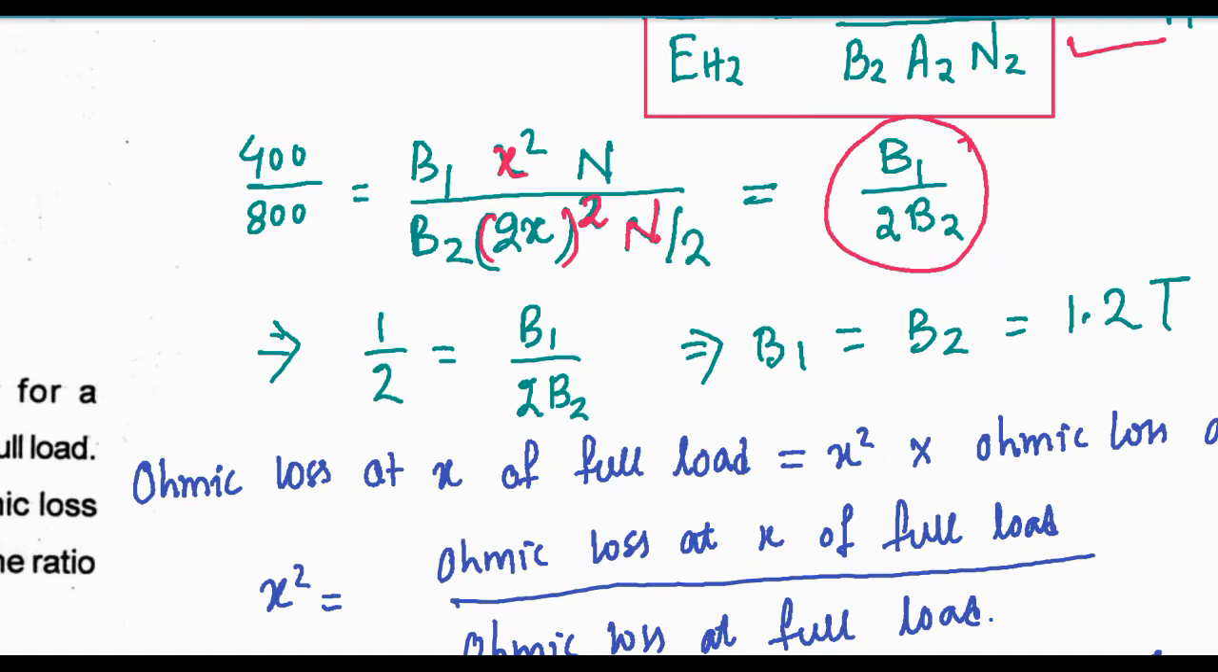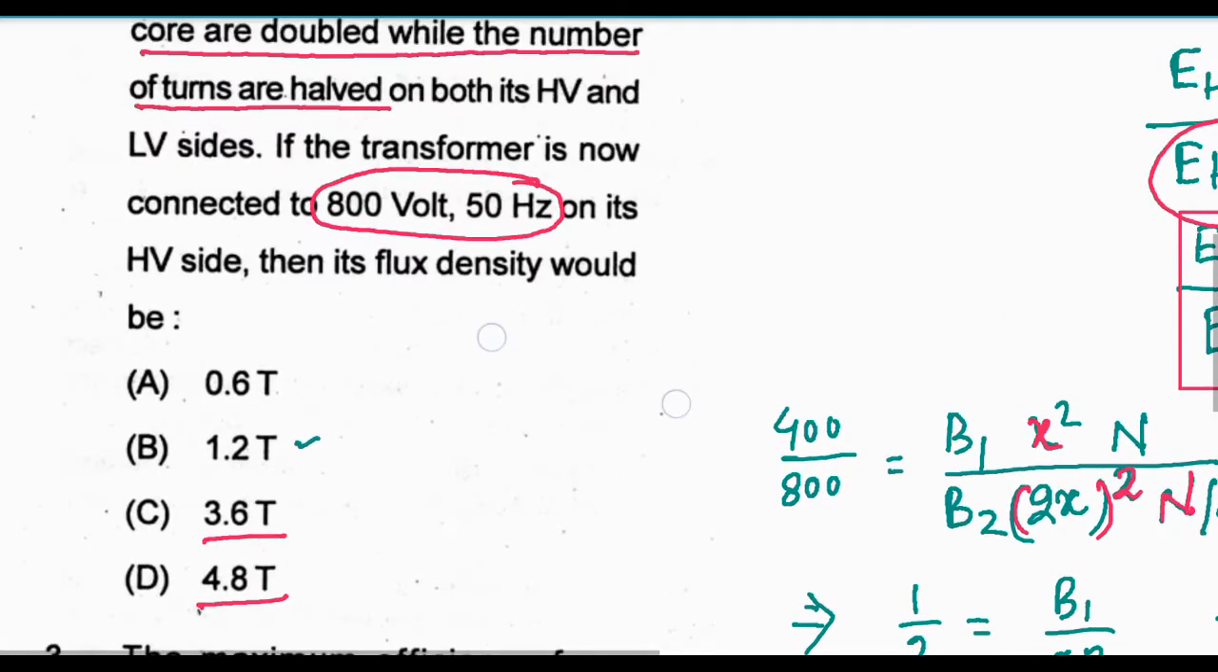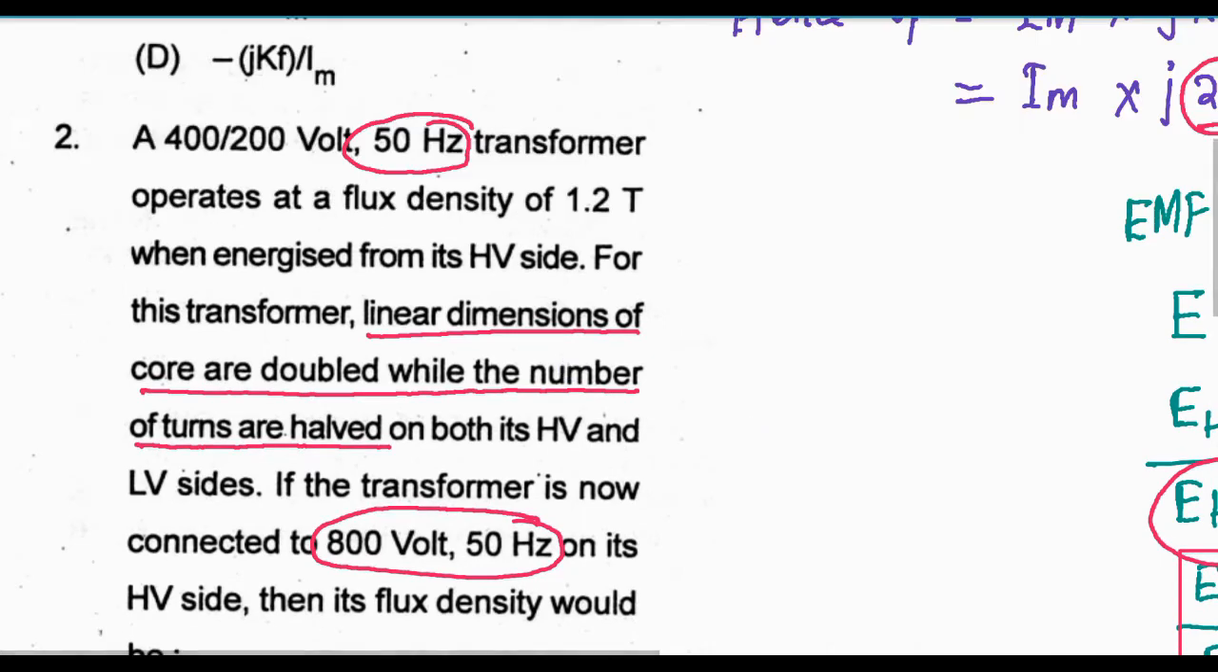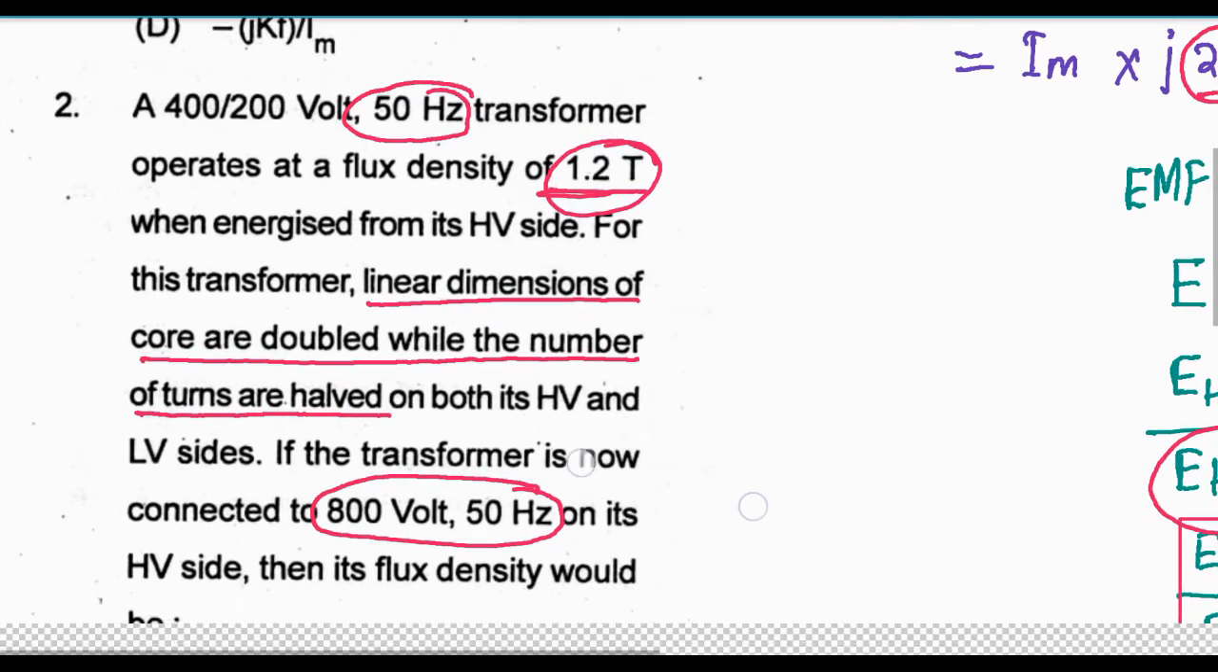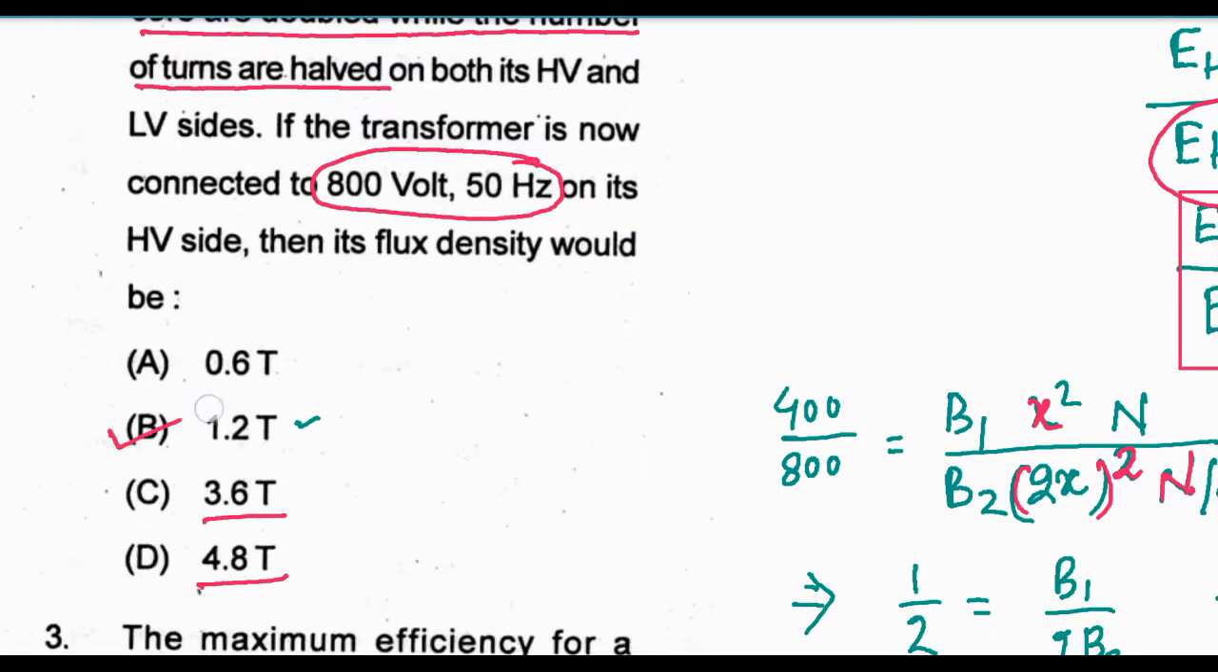That means what was B1 value? B1 value was 1.2 Tesla. So B2 value will also be the same value, that is 1.2 Tesla. So answer will be option B.